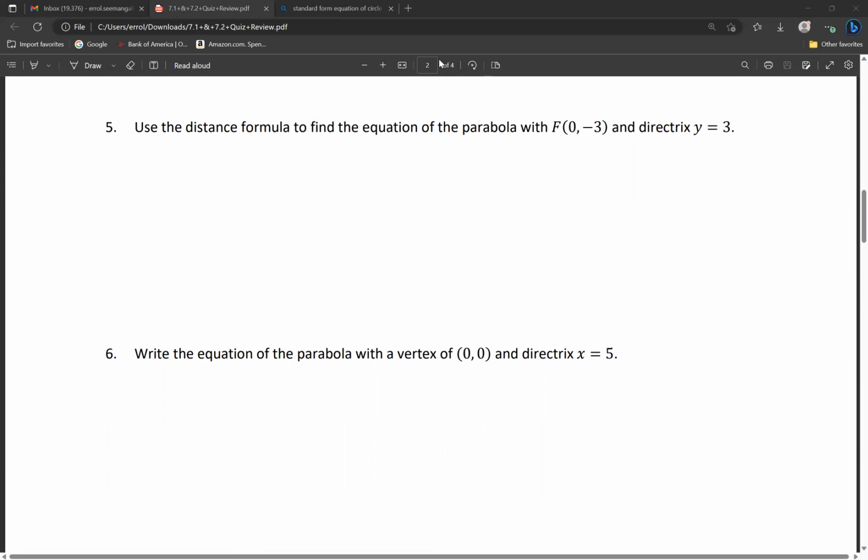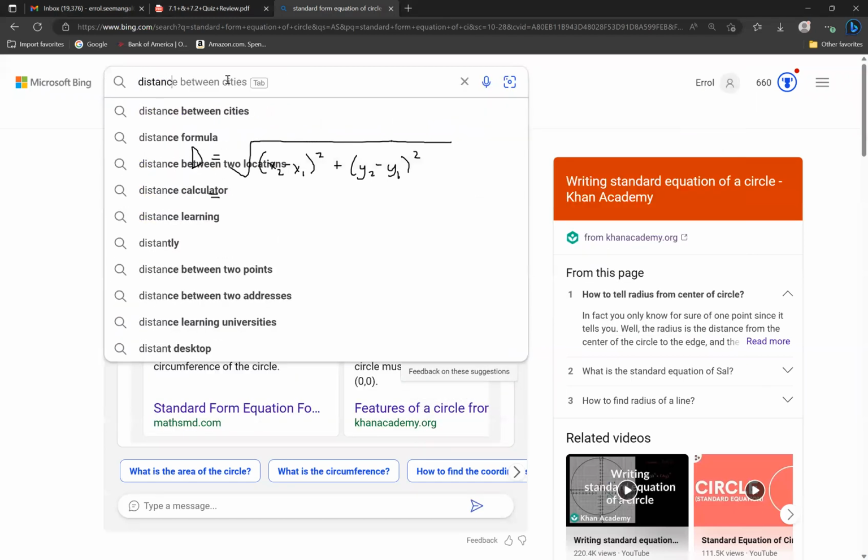All right, let's see what we got. Do you remember the distance formula? No. Okay, if I remember it correctly off the top of my head, I believe it's the square root of x2 minus x1 squared plus y2 minus y1 squared. Let me just Google that to be sure. They want the distance formula.